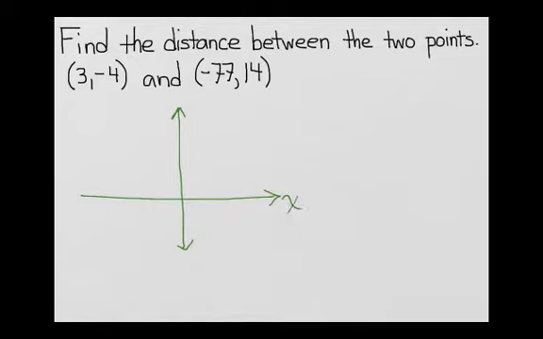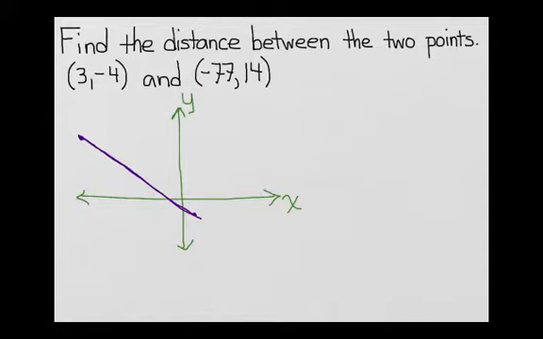So here's the x-axis, here's the y-axis, and the points that we've been given are the points 3, negative 4. So 3, negative 4 is maybe going to be about there. And negative 77, 14. So negative 77, 14 is going to be all the way over there. And we're going to connect those two. So it's the length of that line that we're trying to find.